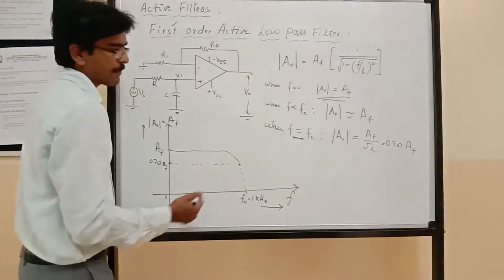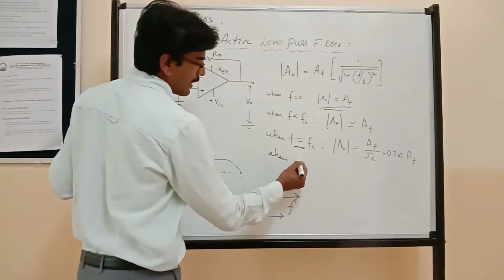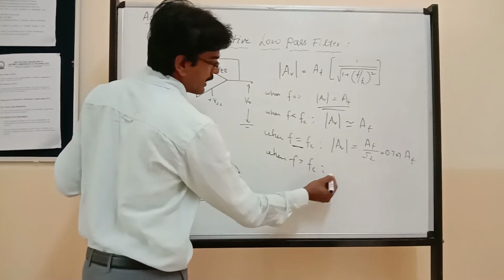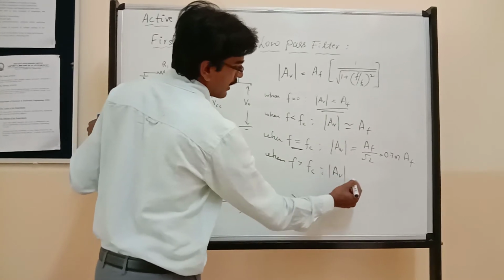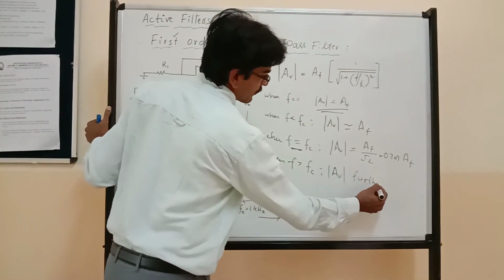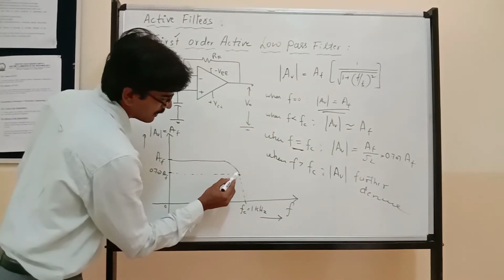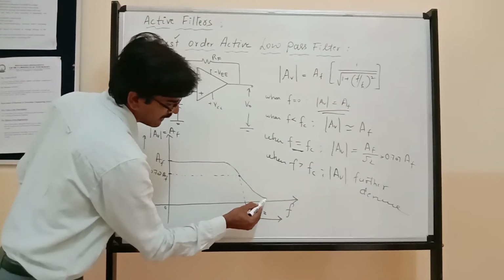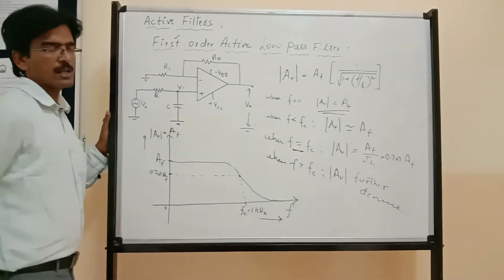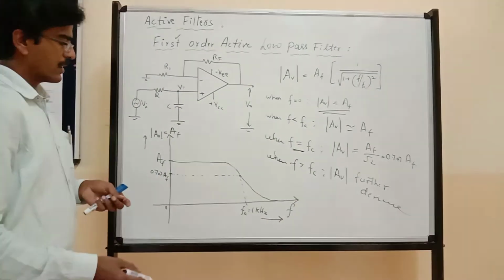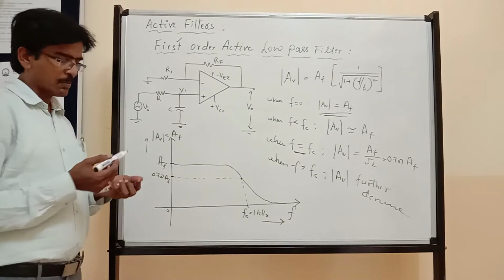Then after FC, what happens? When F is greater than FC, definitely gain further decreases. That means it has to decrease like this, decreases and finally falls to 0. So this is the frequency response of this low pass filter.